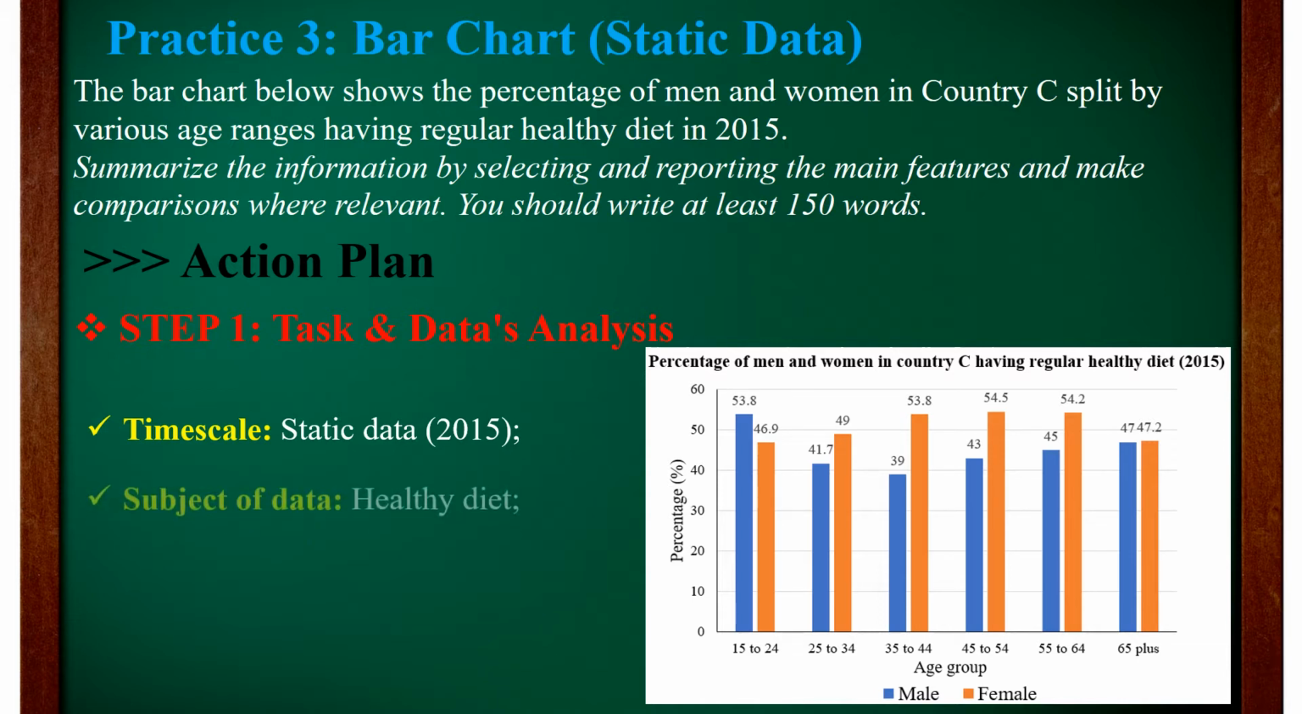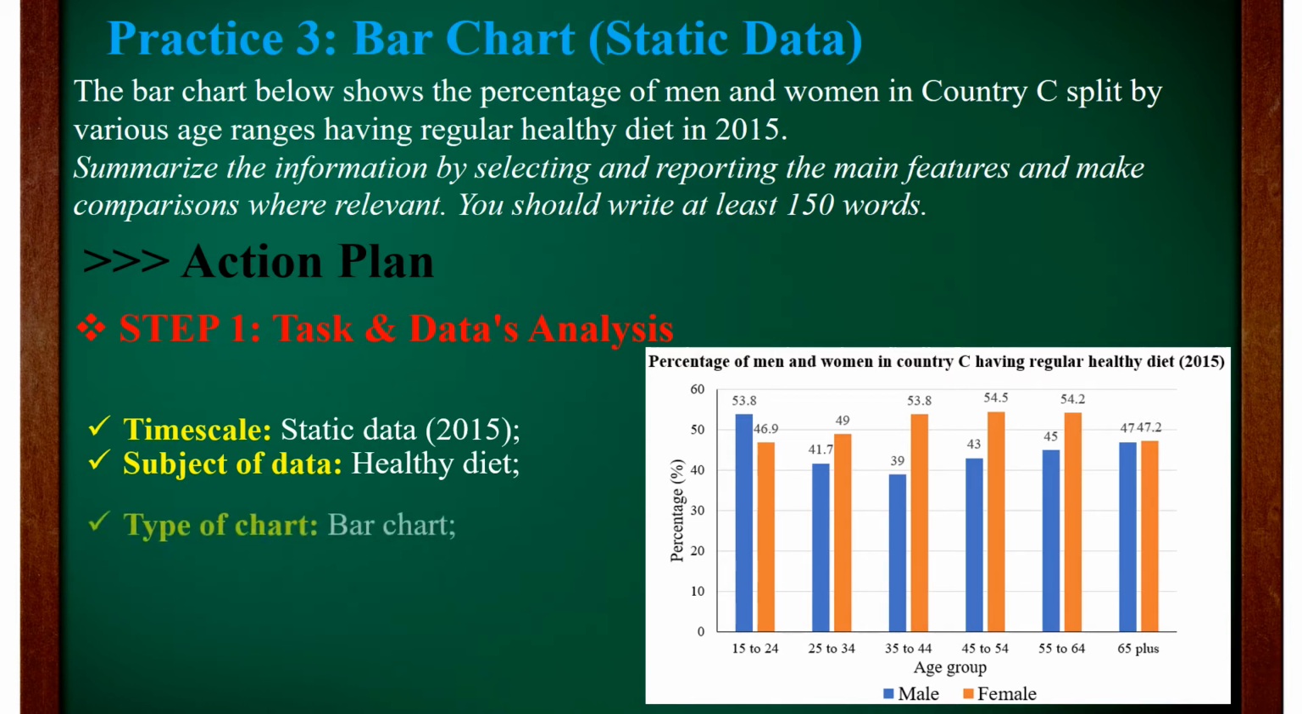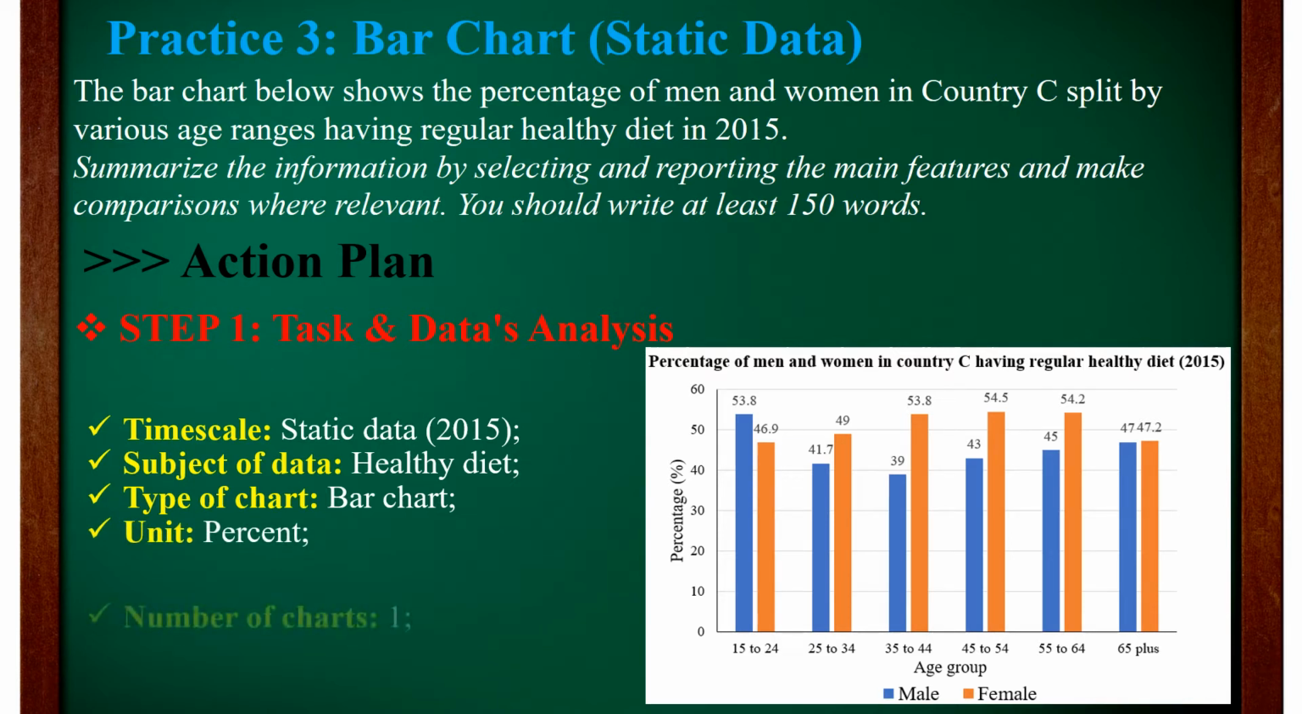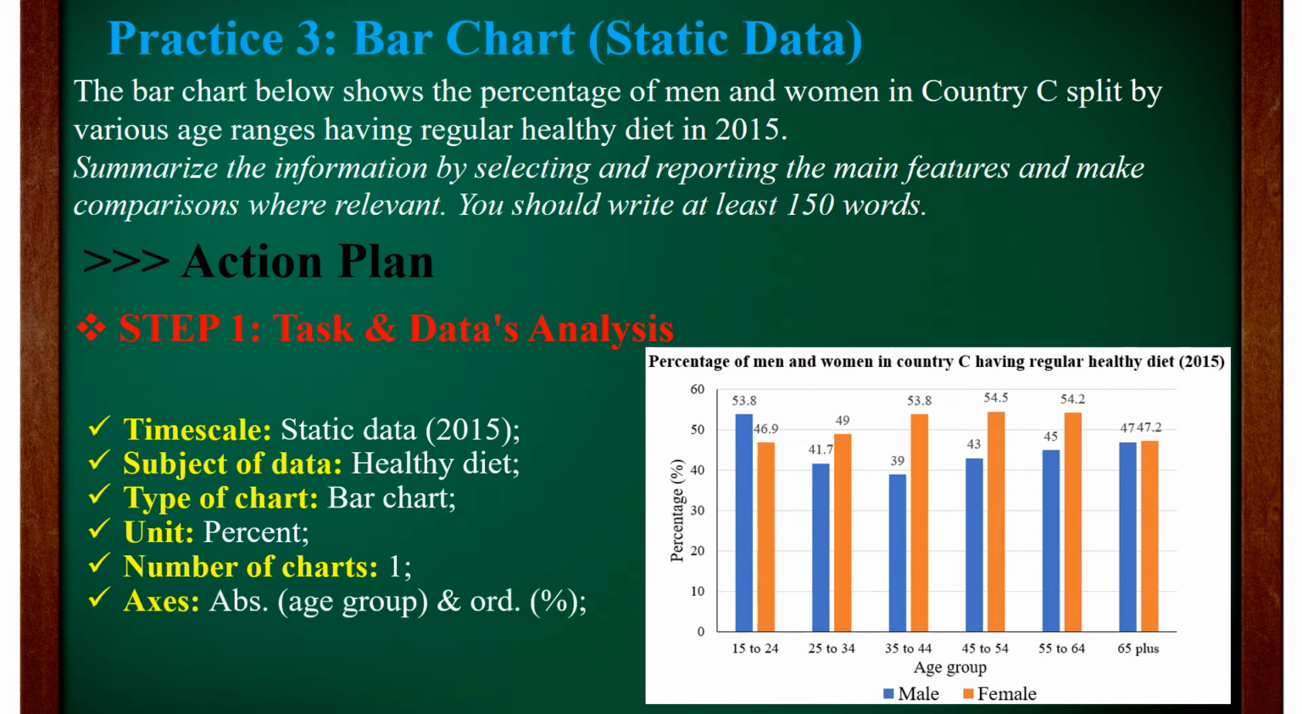Turning to subject or data, it's about healthy diet. Next is type of chart. It's a bar chart. Concerning unit, here it is in percent. Then regarding the number of charts, there is one given chart. Regarding axis, abscissa or horizontal axis represents age range. Ordinate or vertical axis represents percentage. Lastly is the legend. There are 2 legends here, male and female. Alright, let's proceed to the next step.